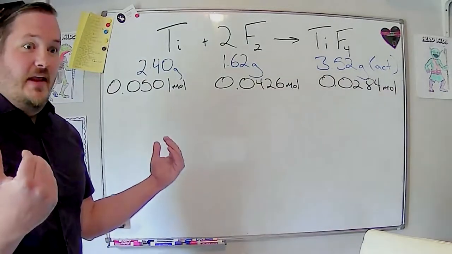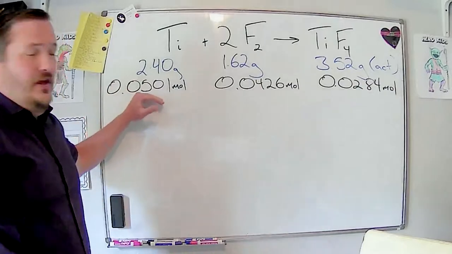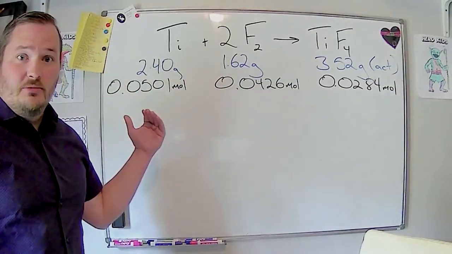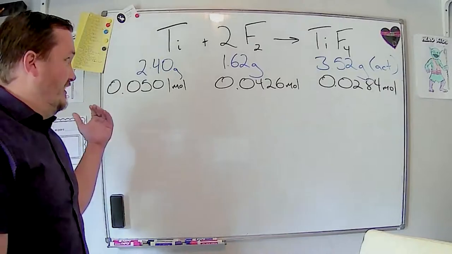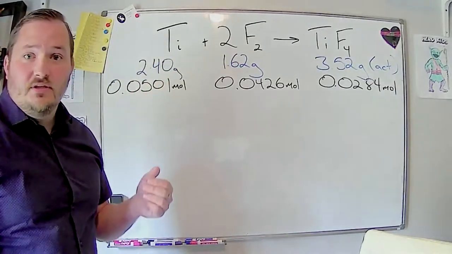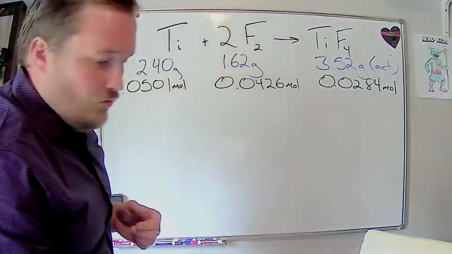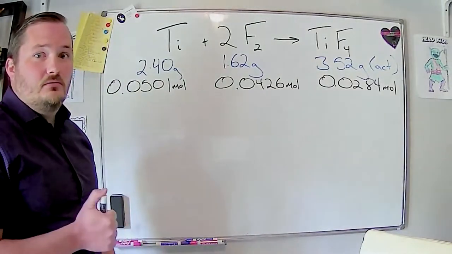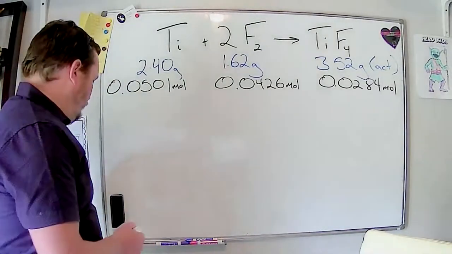0.284. All right, so this is just getting us everything into units we can work with. Now that everything's in moles, we can just do our stoichiometry steps. We can just use the process of using the coefficients to figure out what is our limiting reactant and what is our theoretical yield.